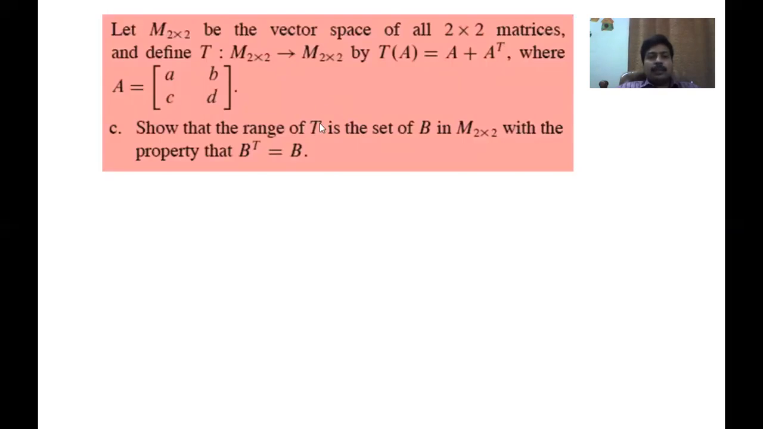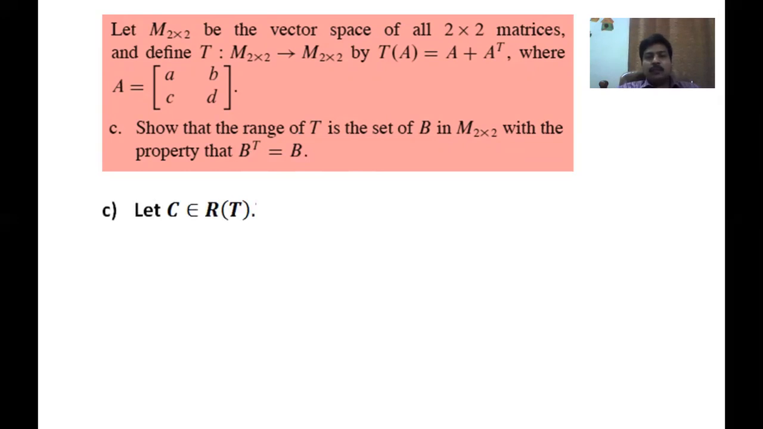This is one more problem. Again, M2x2 is the vector space consisting of all 2 by 2 matrices, and T is a linear transformation from that vector space to the same vector space, where T of A is A plus A transpose. Show that the range of T is the set of B in M2x2 with the property that B transpose is equal to B. So now we have to find the range of T.